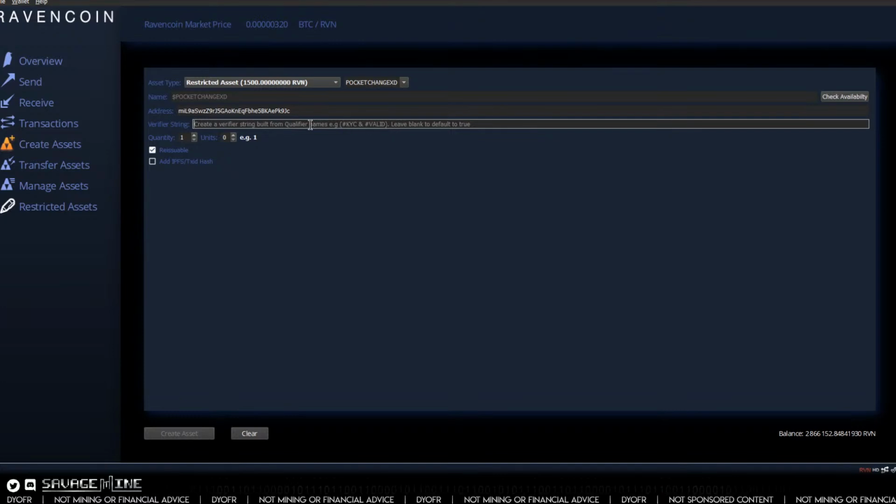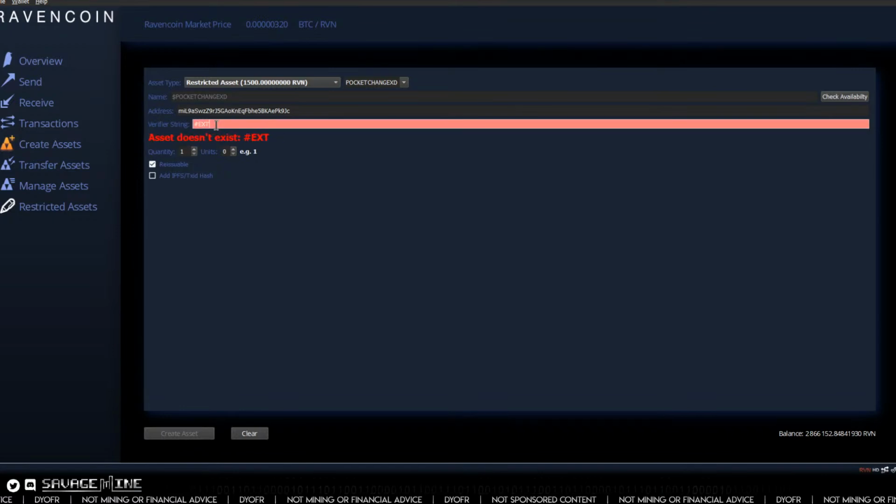Interesting. So you could leave it blank, but what we want to do is actually say that this asset right here, the restricted asset, can only go to addresses that hold the, what was it, EXT KYC, right? All right, that kind of makes sense. This address doesn't contain the correct tags to pass the verifier string check. All right, cool.